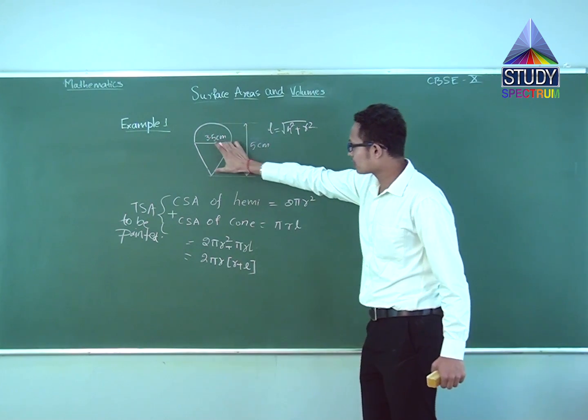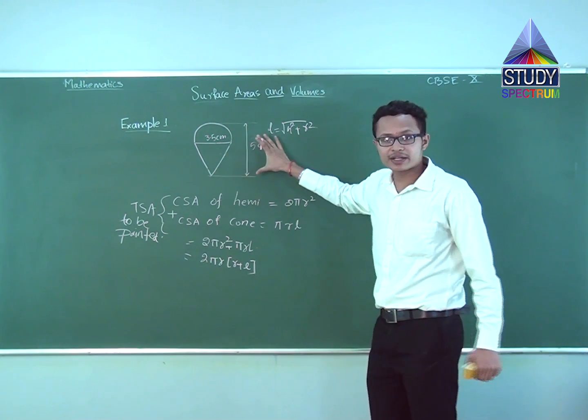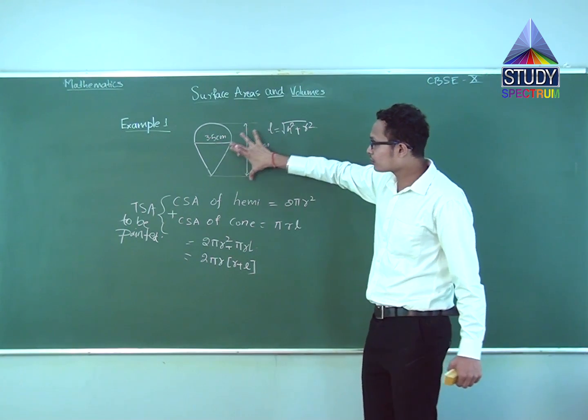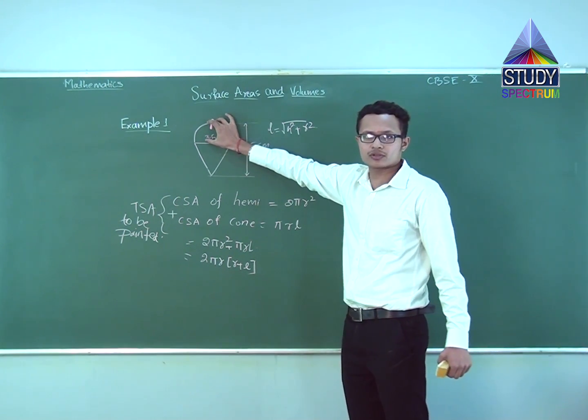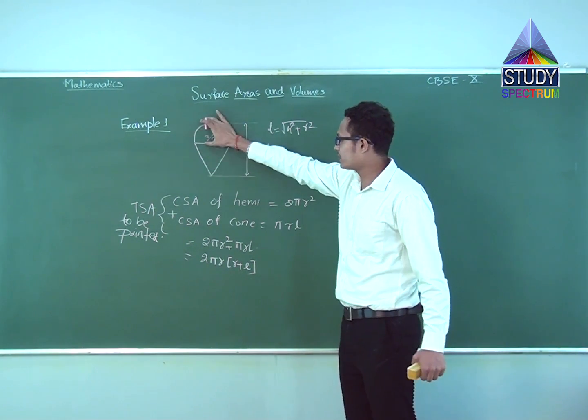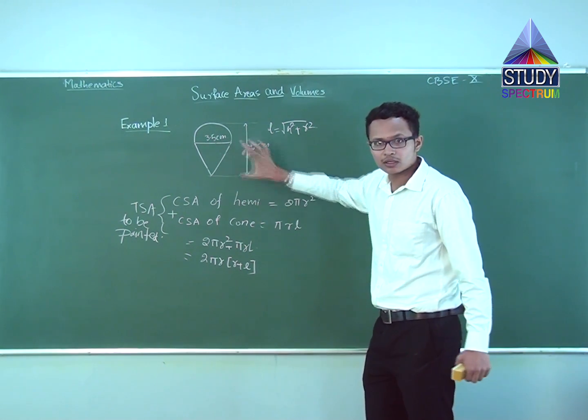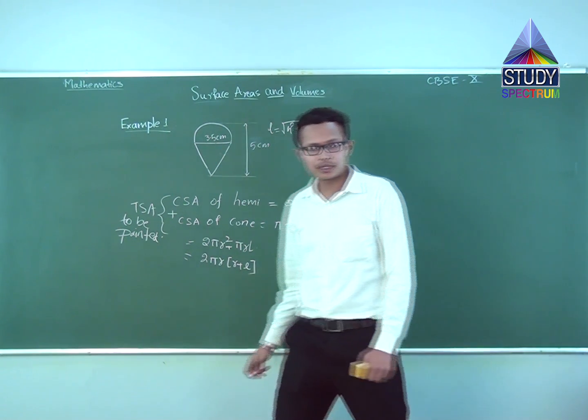H is the height of the cone. You cannot take 5, because this height includes the height of the hemisphere also. We have to exclude the height of the hemisphere. So 5 minus 3.5 gives me the height of the cone.